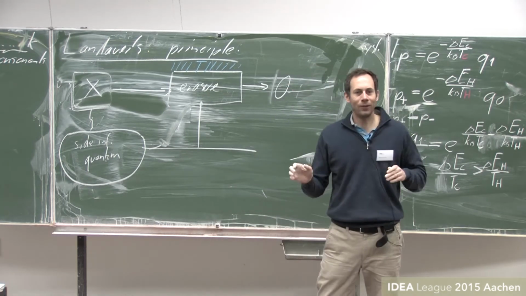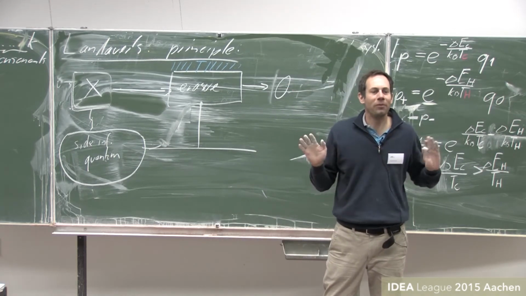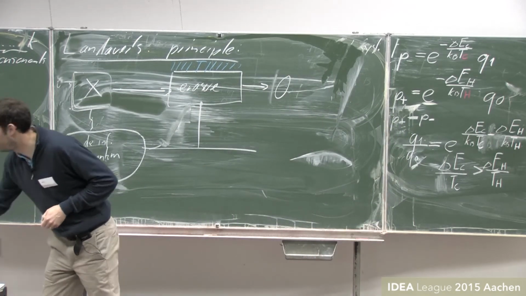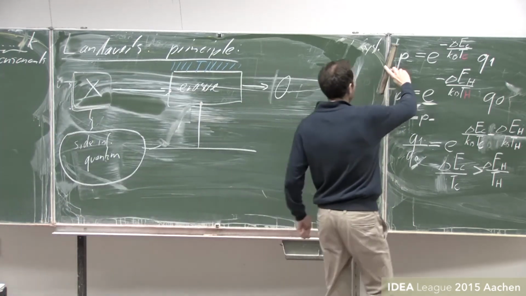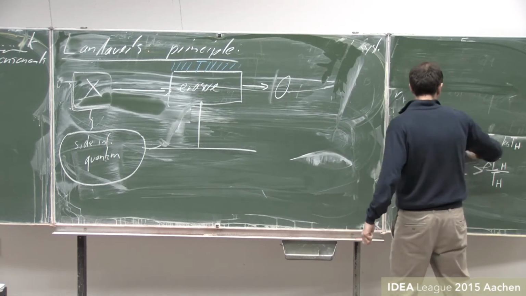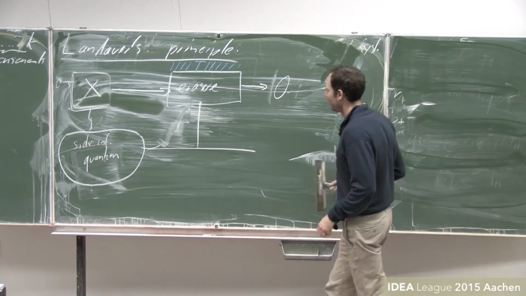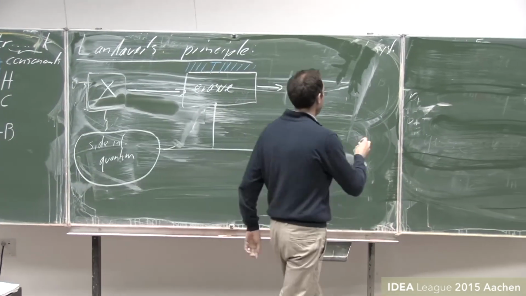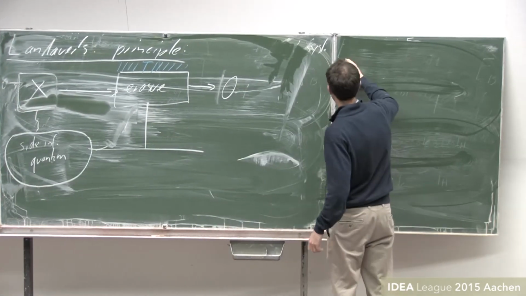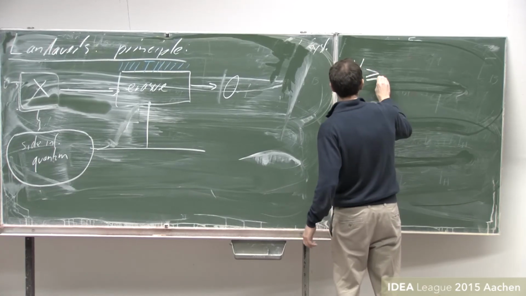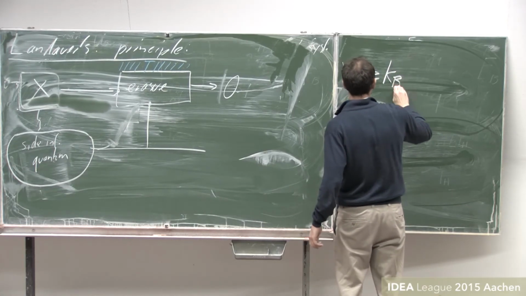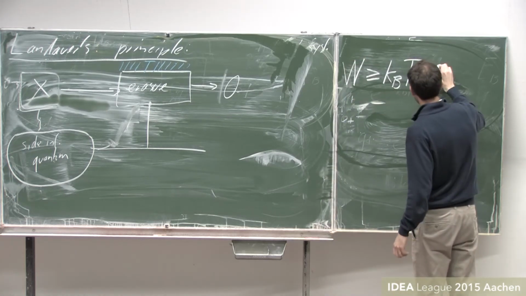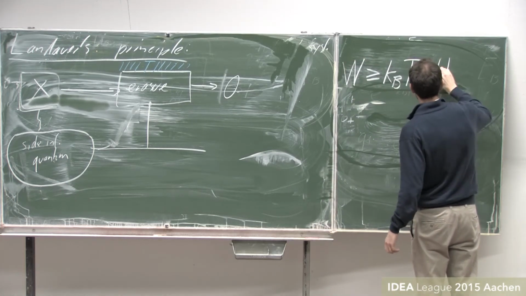So if the bit is not completely unknown, but you know something about it, what is now the amount of work you need to invest to erase it? And what comes out is something very, very interesting, namely that the amount of work required, so the new Landauer formula for this particular case, tells you now that it's again kBT ln2, but there is an additional factor, which is the entropy.